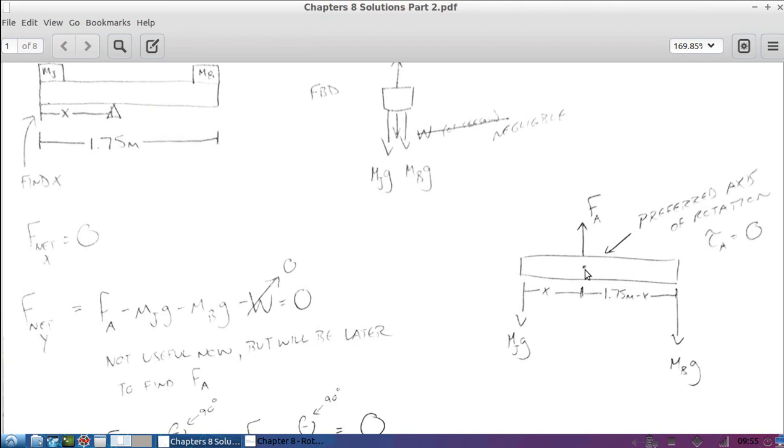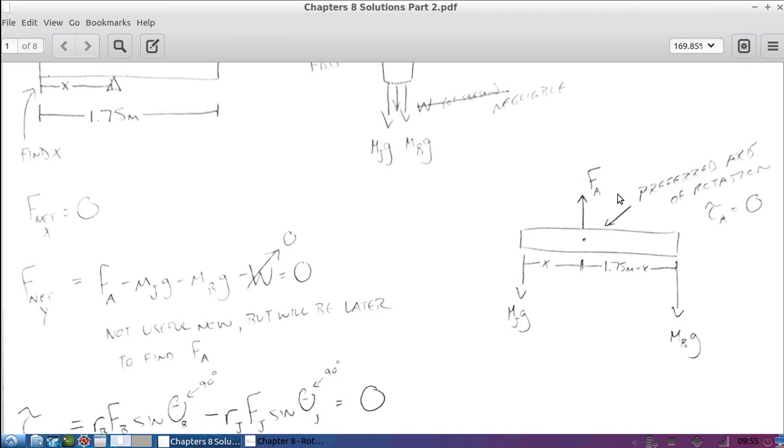So I'm picking this point where I'm going to put the pivot point as the axis of rotation, because in this problem I could find the applied force and include it in my Newton's second law for rotational motion. But in a lot of cases we won't have enough information to find a certain force. So what I'm doing is eliminating the torque due to this force by putting my axis of rotation right there.